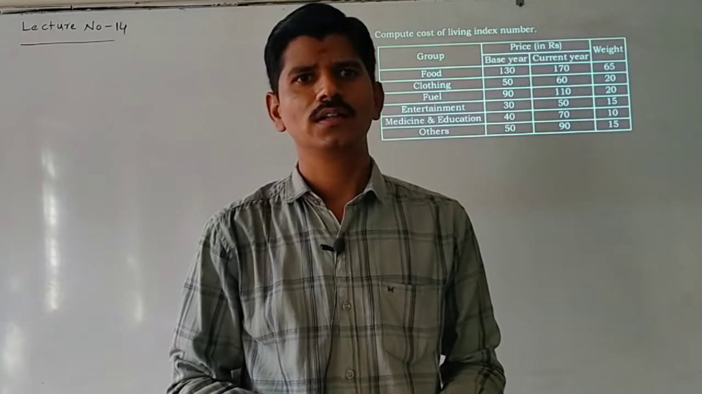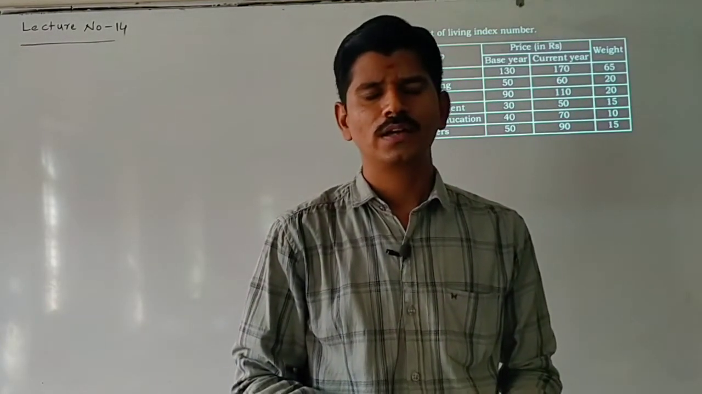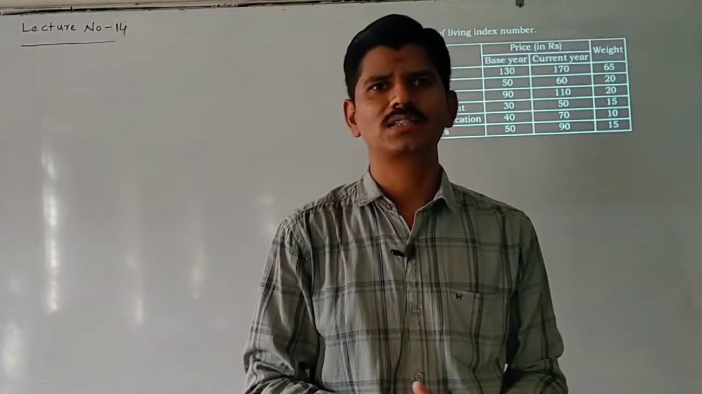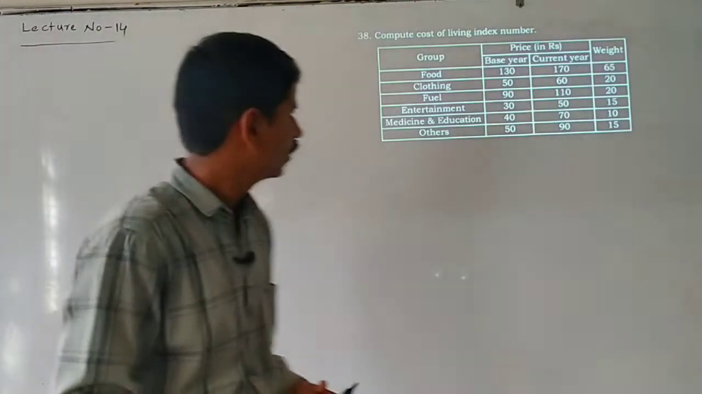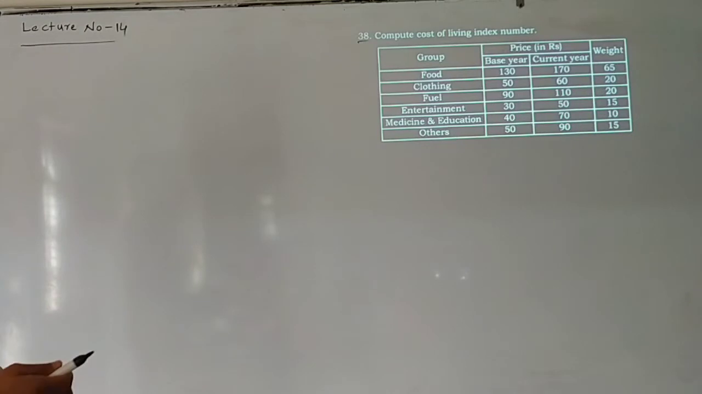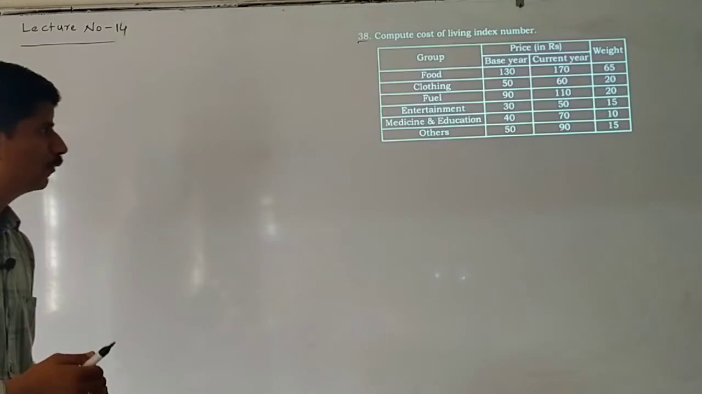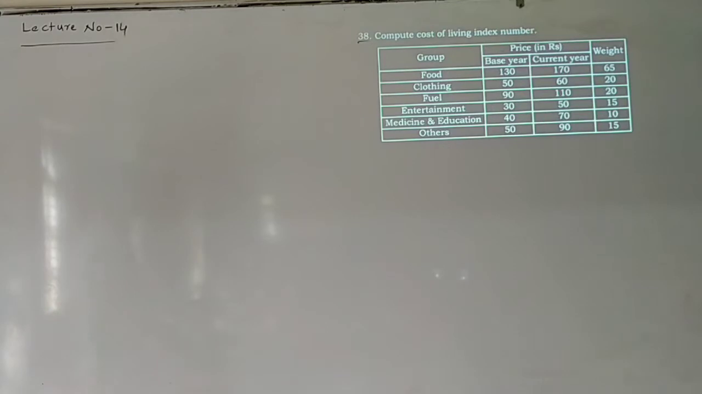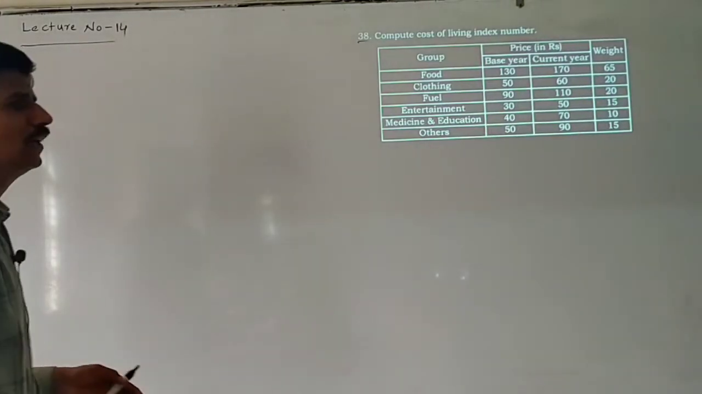Today in this class we are going to start the remaining problems based on consumer price index number. Here the problem number 38, compute cost of living index number. They are given group, price in base year, price in current year, and weight. Here they are given groups: food, clothing, fuel, entertainment, medicine, and others.